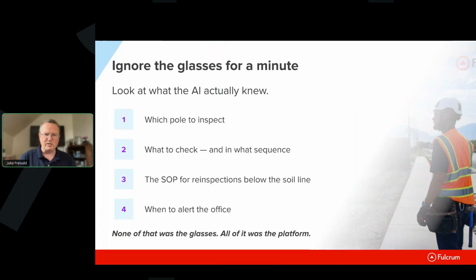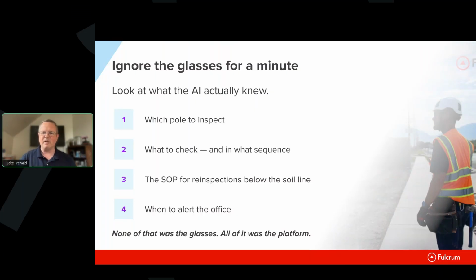The SOP for reinspections below the soil line happens not necessarily in one place, but in multiple places. The AI can say, well, related to this specific process, I need to pull that SOP from this EAM or from Jenny's desktop where the PDF is stored, however you're storing that SOP. But it has to know what you're doing. It has to understand the business context of the SOP before it knows which SOP it can go and get.